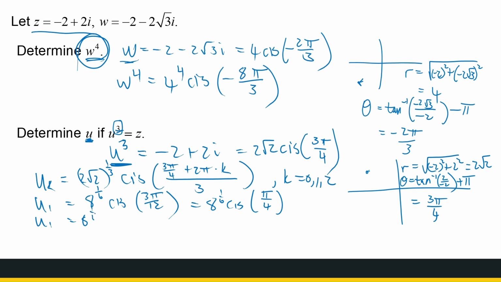All right, u1. 8 to the power 1 over 6, cis, k is equal to 1 now, so it's 2 pi, so it's 8 over 4, plus 3 is 11 pi over 4, divided by 3 is 11 pi over 12. That was u1, and u2 is 8 to the power 1 over 6, cis, k is equal to 2, so it's 4 pi, 4 in terms of quarters, that's 16 plus 3, 19 pi over 12.